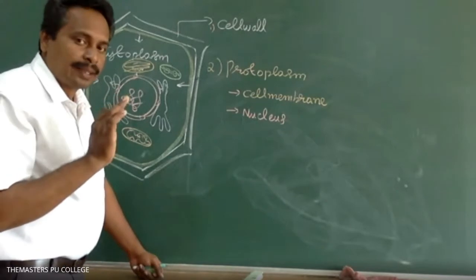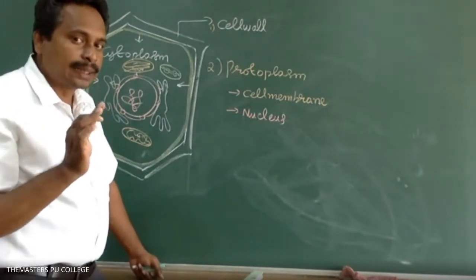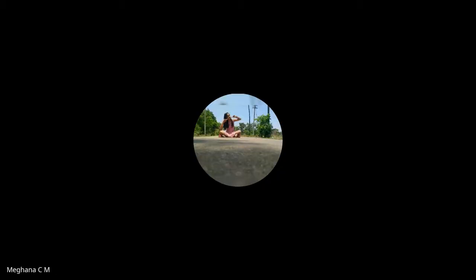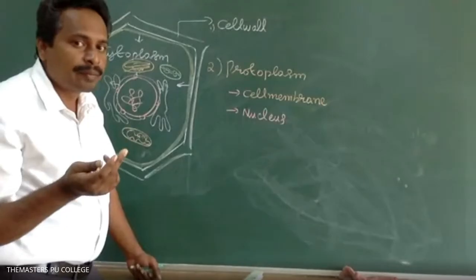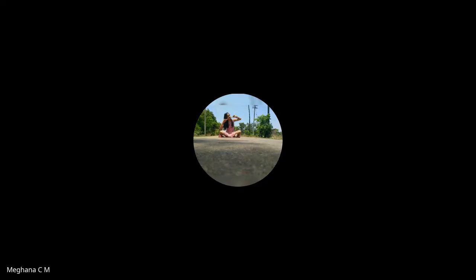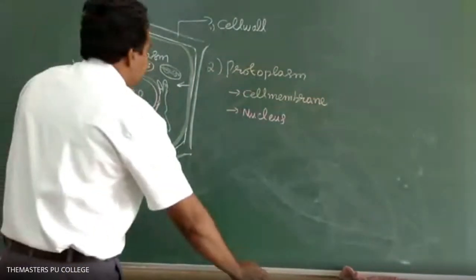The centripetal arrangement of the wall layers in mature cells is middle lamella, primary wall, and secondary wall. The centrifugal arrangement is secondary wall, primary wall, and middle lamella. Very good.